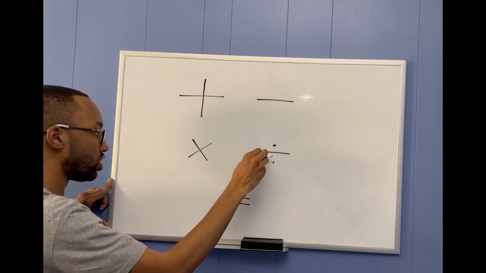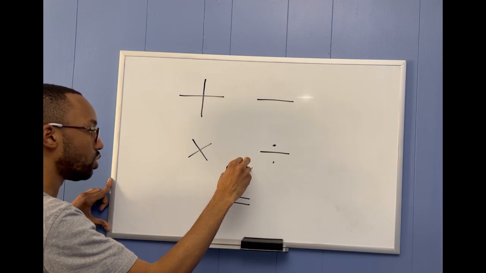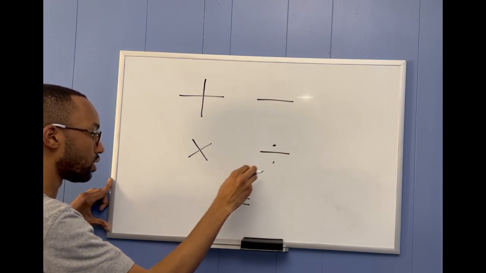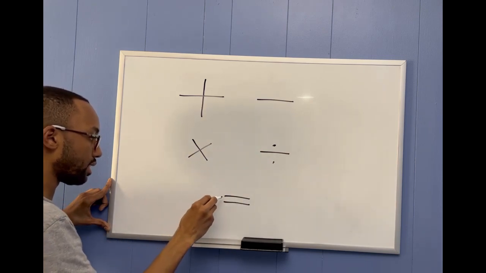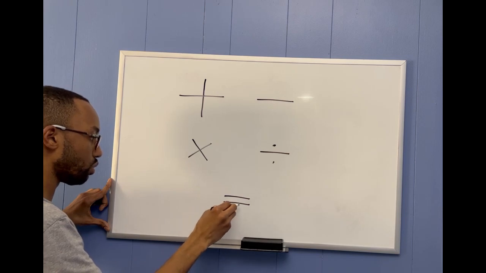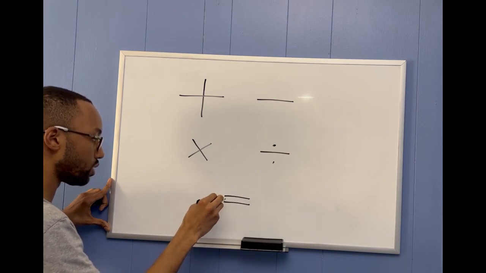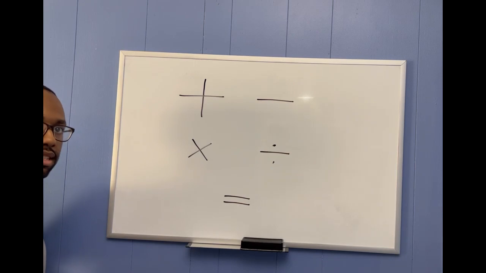Here we have the division symbol, which is used to find the quotient between two numbers, and we have the equal sign, which is used to show the equality between two values. These are the basic signs that you need to know for math.